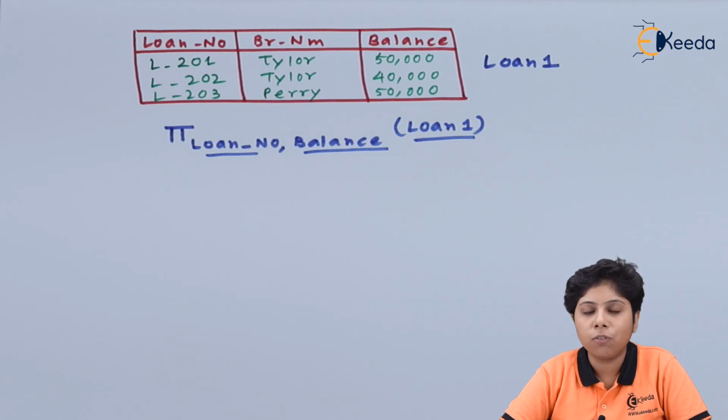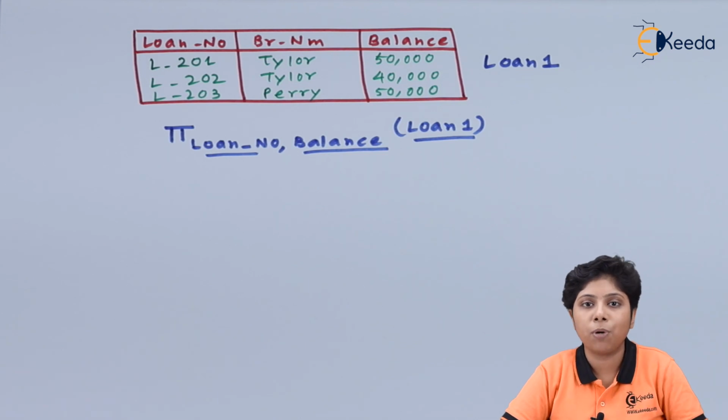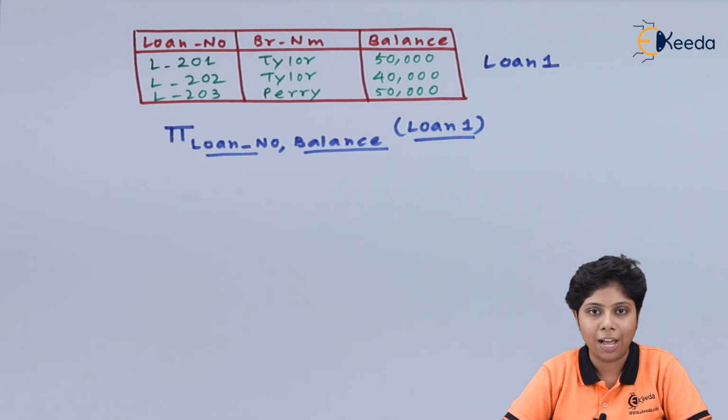To do that, we have to keep in mind very carefully that the projection operation cannot have any predicate, so we use the selection operation. First, we need to select the value using the predicate, and then using the projection operation, we can display or list the projected values. I will show you how to do that.